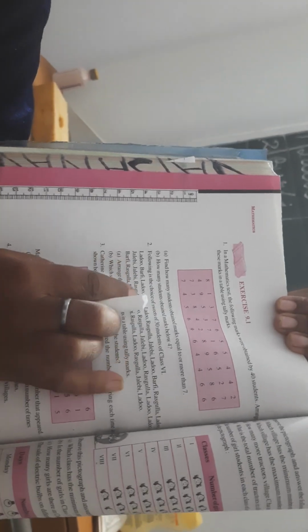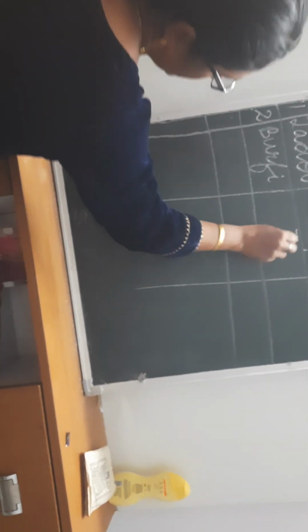Now the second sweet is barfi. Let us write down barfi here. Again we will see how many times barfi is repeated. 1, then 2, then 3. There are 3 barfis only. So 3 students liked barfi. 1, 2, 3, we simply draw 3 standing lines. The third sweet is jalebi.